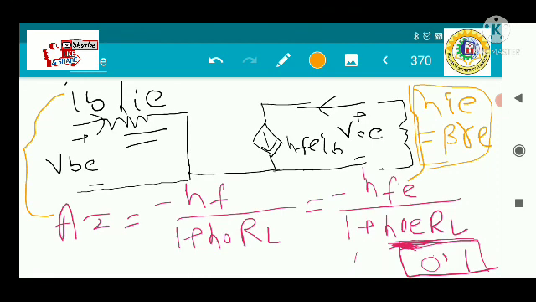So this is all about the H parameter, and from the next class we will discuss more and try to solve some problems regarding the H parameter.